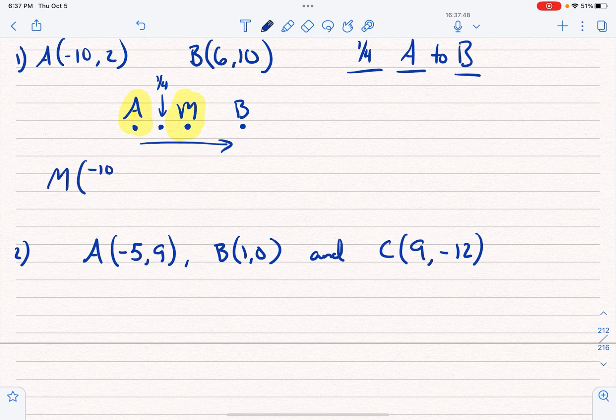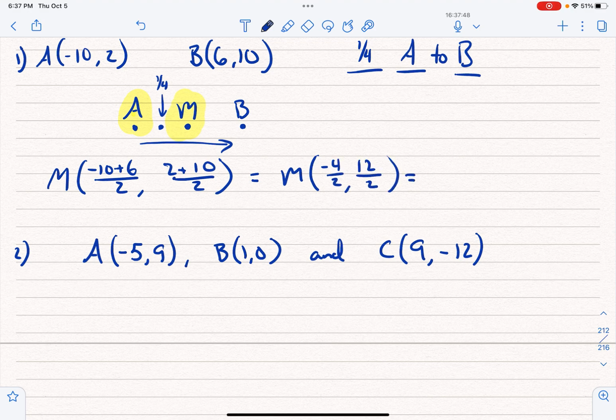So that midpoint is going to be negative 10 plus 6 over 2, and then 2 plus 10 over 2. Okay, and that simplifies down to, let's see, negative 10 plus 6 is going to be negative 4 over 2, and 2 plus 10 is going to be 12 over 2. And so that's going to give me a midpoint of negative 2, 6. So that's my midpoint between A and B.